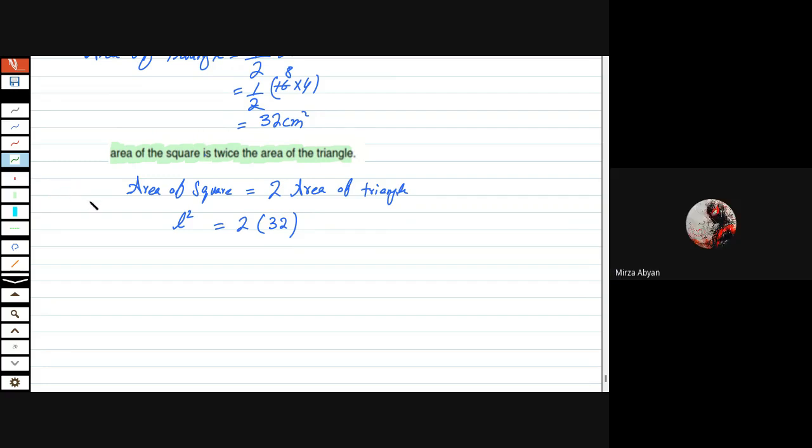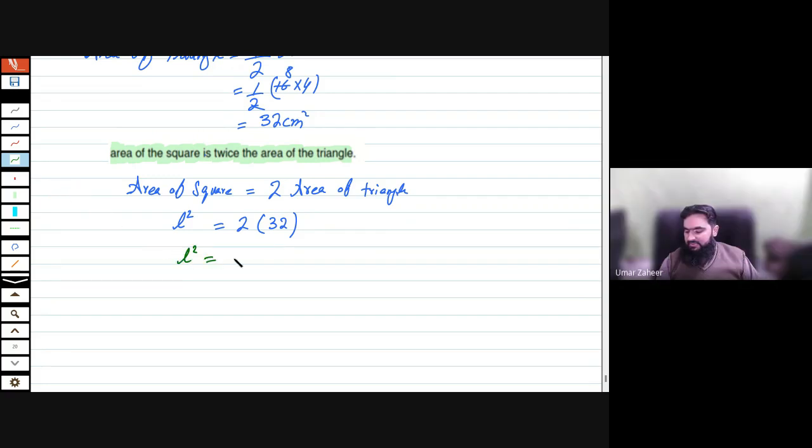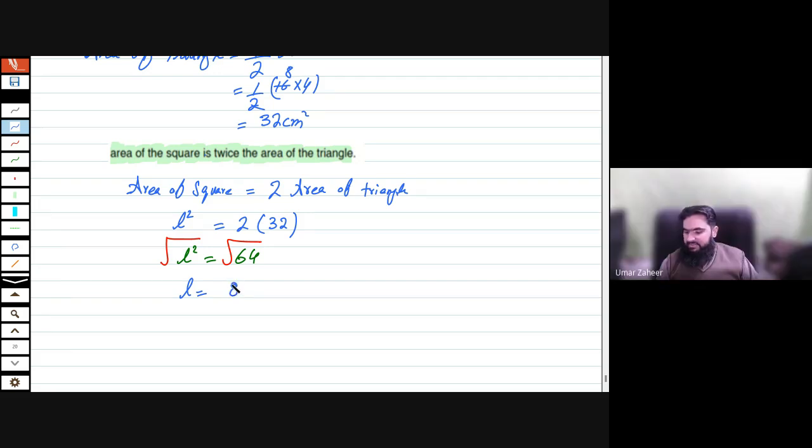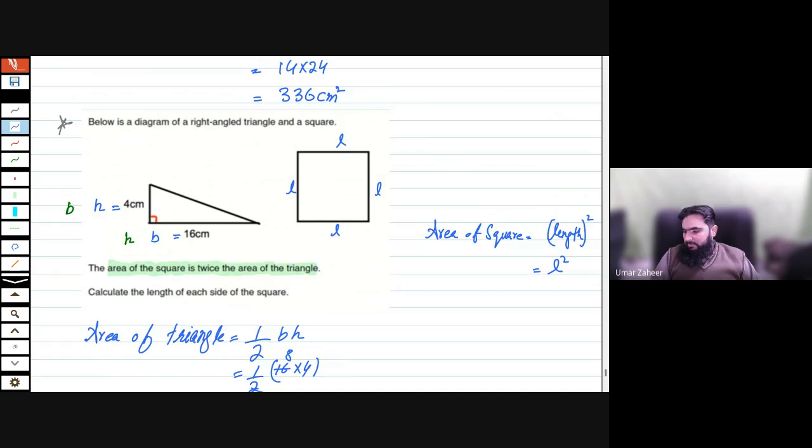All right. So we have L square is equal to 64. Now we have to find the length. To remove the square, we are just going to take a square root on both sides. So we'll get the length is equal to 8, because 64 is the square of 8. Obviously, it is plus and minus, but we are talking about the length, so we are just going to take a positive value. So the length of a square is 8 centimeters.